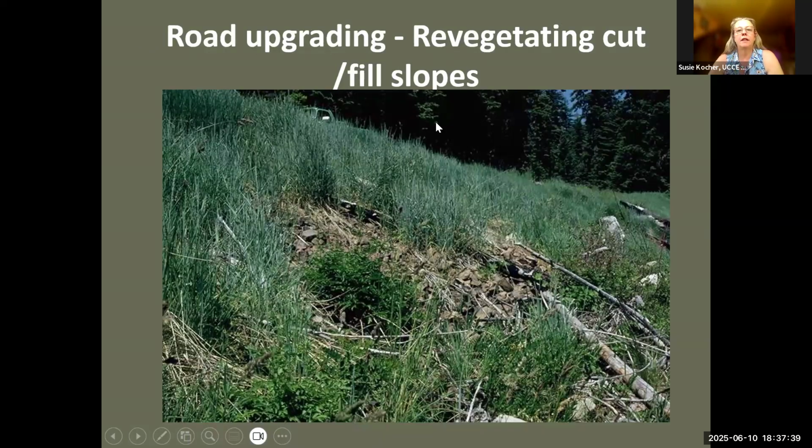So here what we're looking at is revegetating cut and fill slopes. This can be done as well. Obviously, it's a long-term project, and it's not necessarily needed. You could do it with rock, but some people are going to want to do that depending on the circumstance.